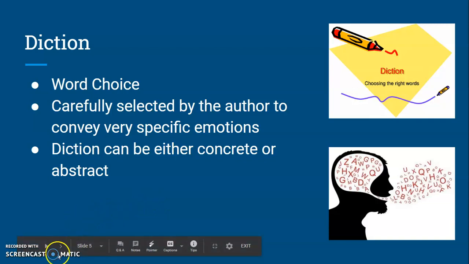Another important part about words is what is referred to as diction. Diction is essentially the word choice. Why did the author choose to incorporate these words rather than any other word in the English lexicon? Diction can be either concrete or abstract, and we'll be going into both.